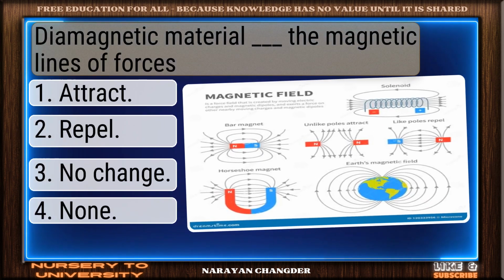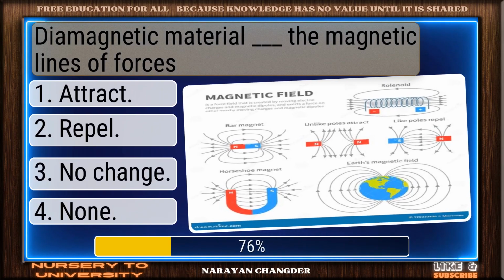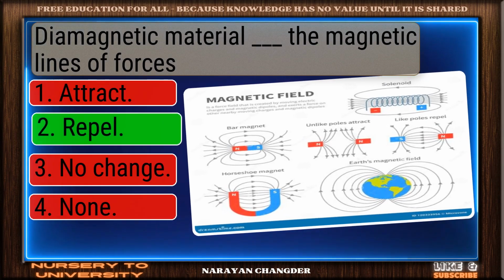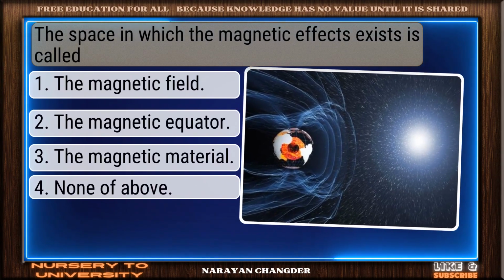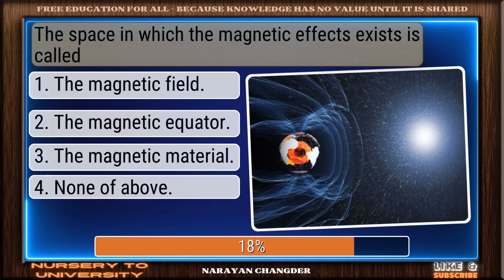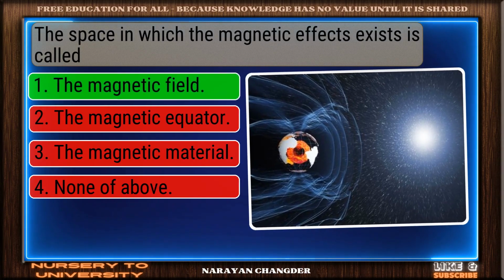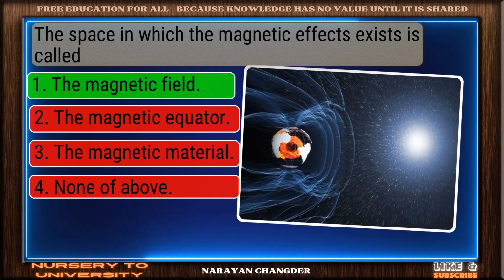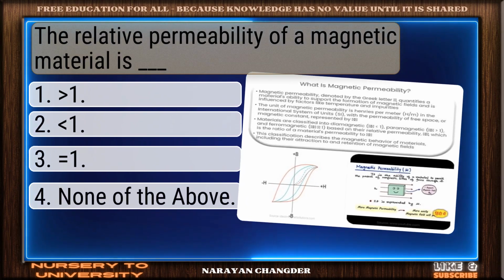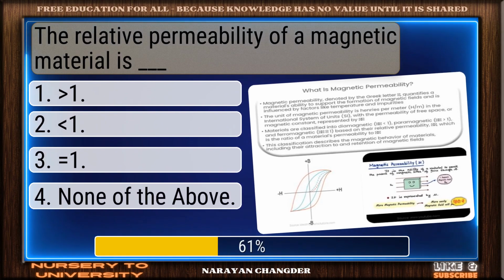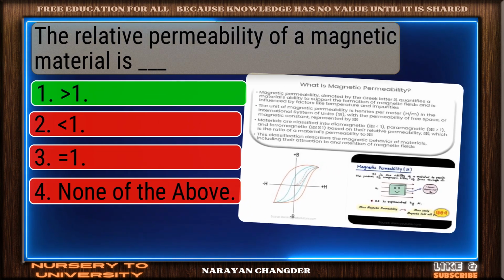Diamagnetic material dash the magnetic lines of force. Bravo. Repel is the answer. The space in which the magnetic effects exist is called. Correct response. The magnetic field is the most accurate answer. The relative permeability of a magnetic material is dash. Exactly. 2-1 makes sense and it is the right choice.